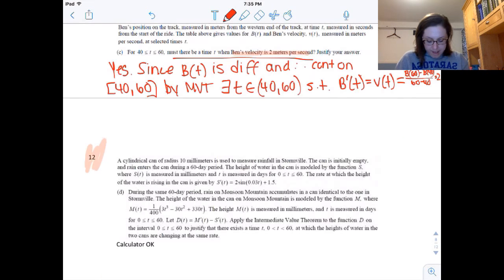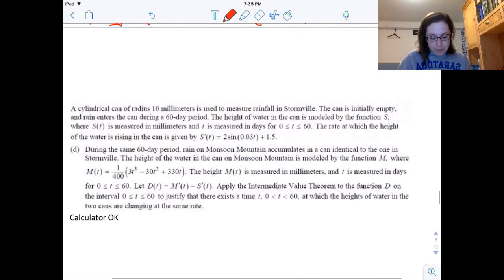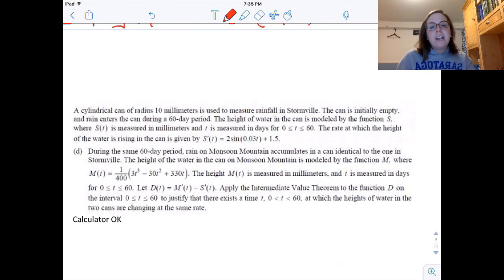Okay, next one. This is a nasty one. This is actually a BC problem, but I think it's a really good problem. So let's talk about this one. A cylindrical can of radius 10 is used to measure rainfall in Stormville. The can is initially empty and the rain is entering. Here's what we know. The rate at which the height of the water is rising is S prime. And the height of the water in the can is modeled by M, where M is that. So here's what this tells me. The height, or let D equal M prime minus S prime.